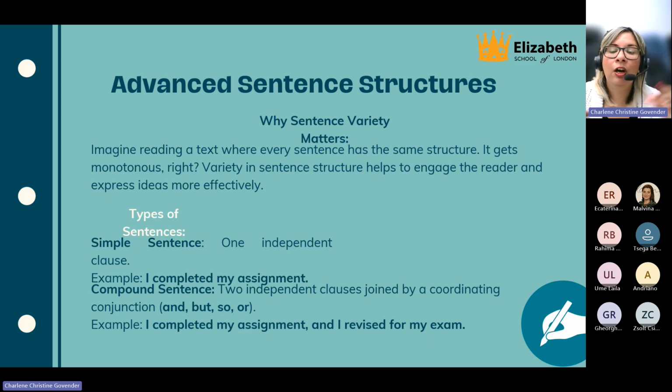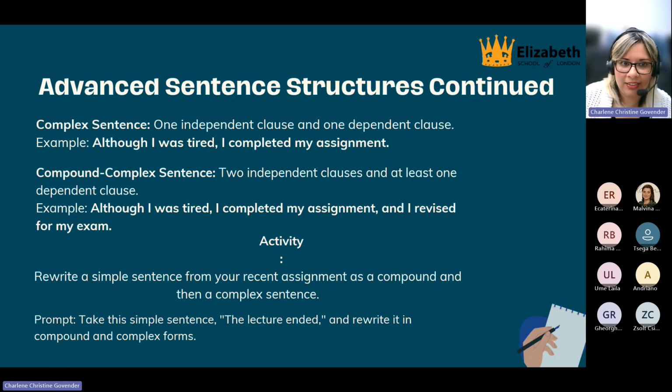The next one is a compound sentence. Okay, I think we touched on this briefly in last week's writing clinic. Those are two independent clauses that are joined by a coordinating conjunction, like the words and, but, so, or. An example of a compound sentence is: I completed my assignment, comma, and then we are using our conjunction, and I revised for my exam. Okay, so that is a simple and a compound sentence.